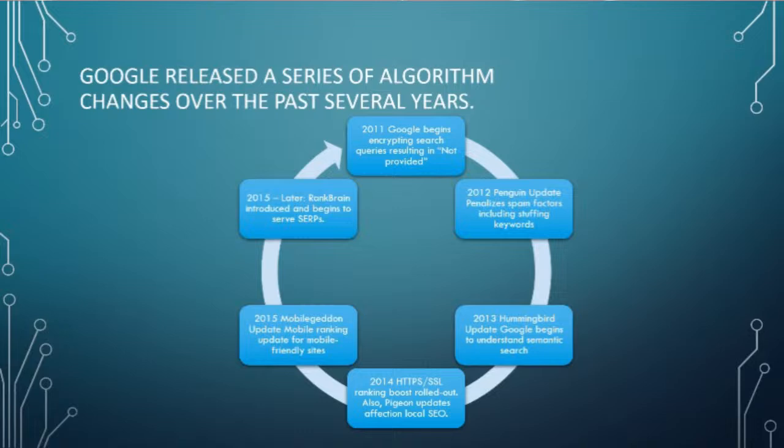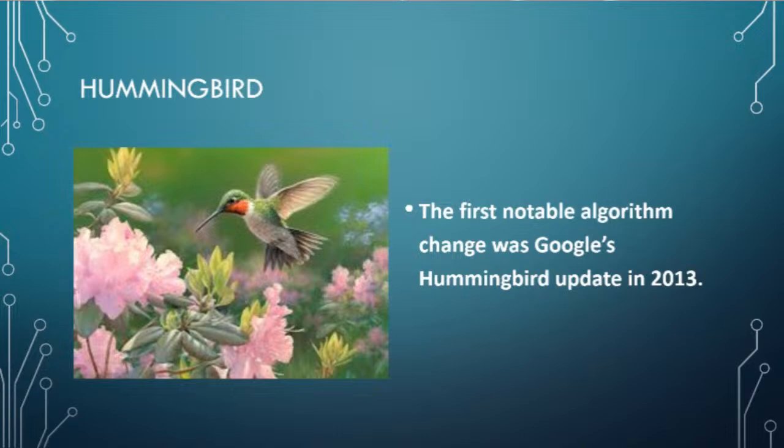Over the years, Google has released a series of algorithm changes. Now, in 2021, Google began encrypting search queries, with results marked not provided. And in 2021, Penguin updates penalized spam factors, including stuffing keywords, making it harder with keywords, telling you basically that you had to get your keywords in order. All right, now in 2023, they replaced it on Google with a search engine update called Hummingbird. Now, it set up rules and placement, like I said, in 2023. This replacement focused on pairing phrases and preferences to those in specialized and unique search engines.